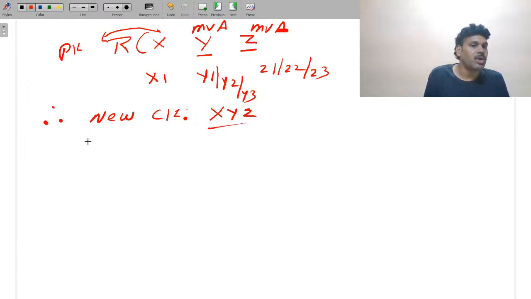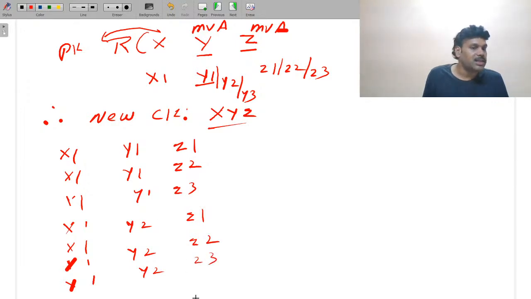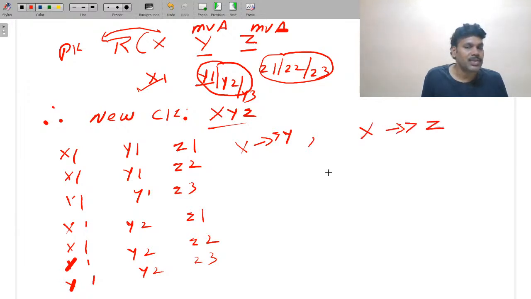Now how many rows will you get? Total 9 rows. X1, X1, X1, X1, and so on, because you have to write the other combinations also. Y1 with Z1, Y1 with Z2, Y1 with Z3. Again Y2 with Z1, Y2 with Z2, Y2 with Z3, and 3 others. Because 3 values multiplied with 3 values, you will get that many rows with X1. So what to do? We prove that X implies Y, and also that X implies Z.